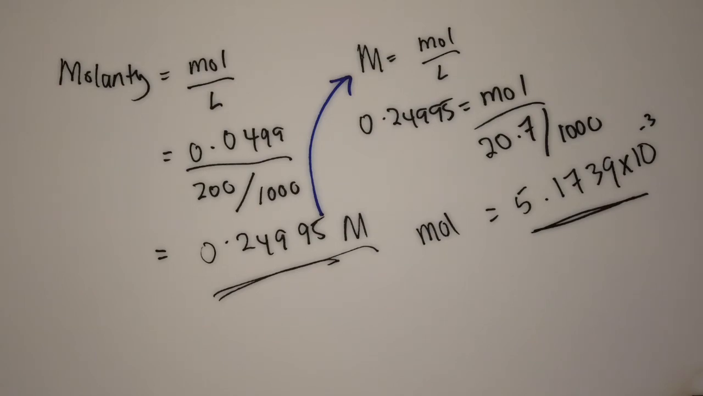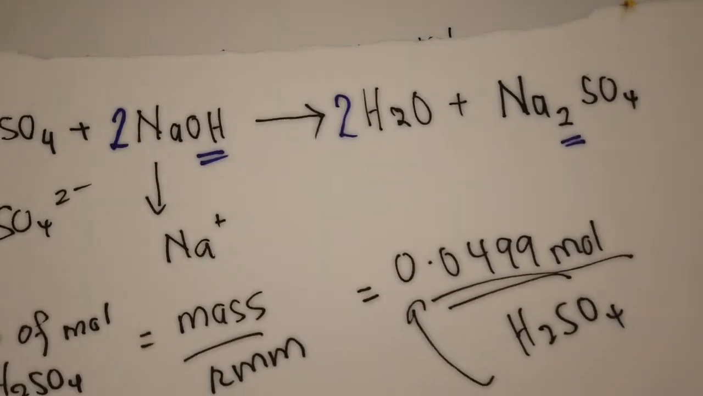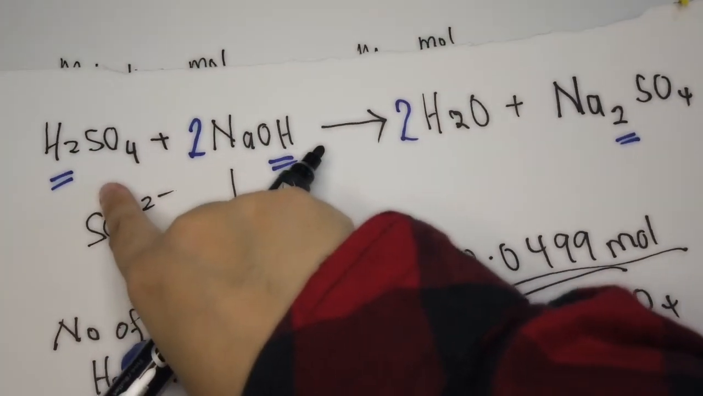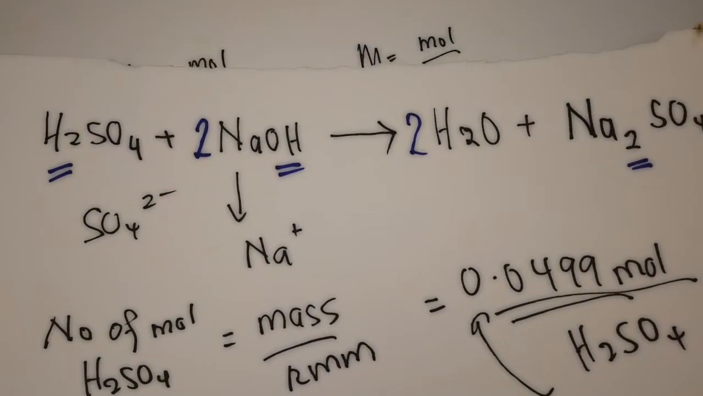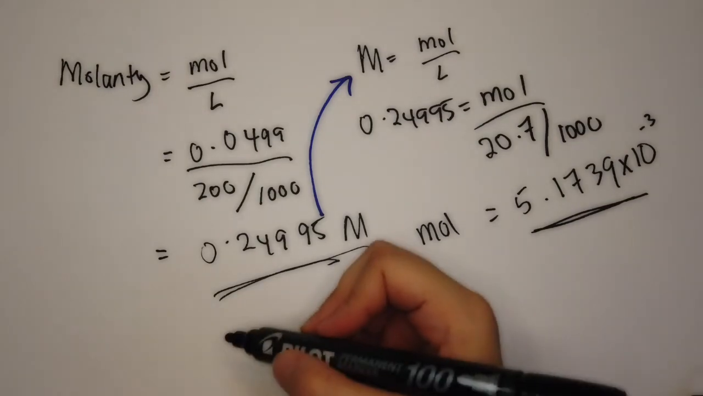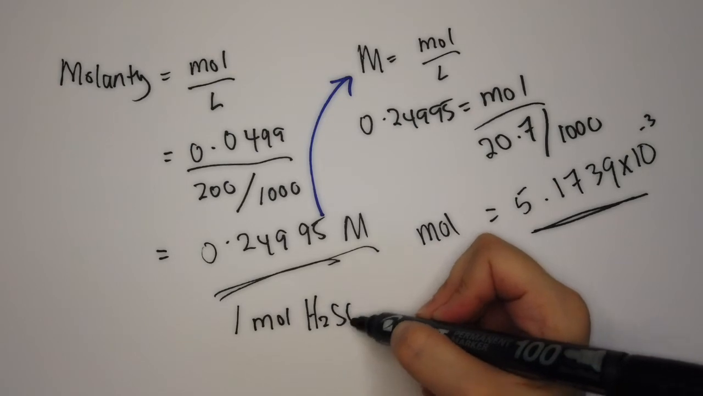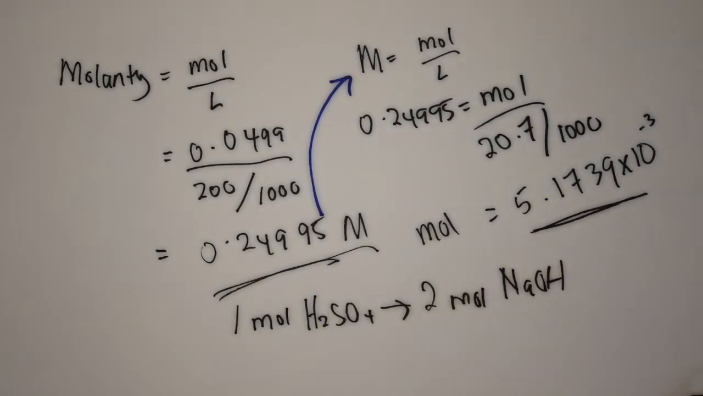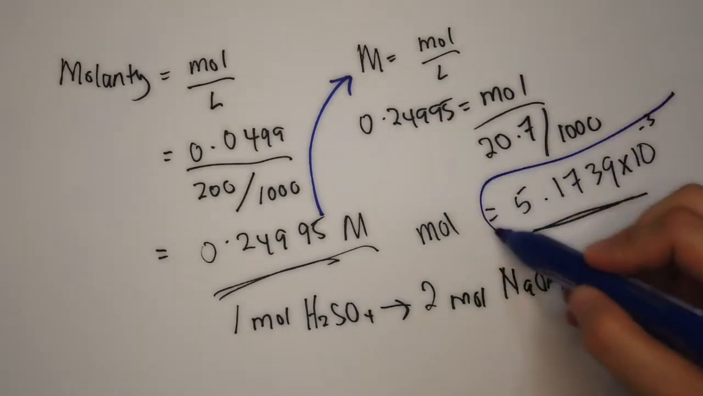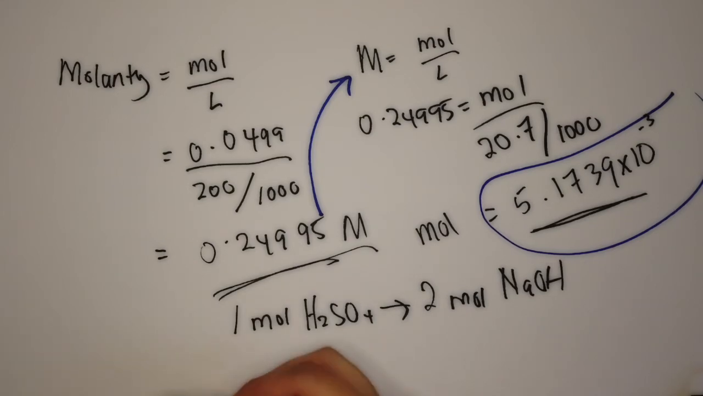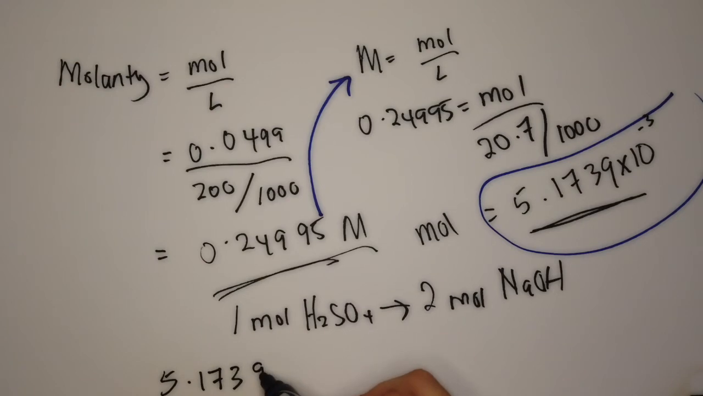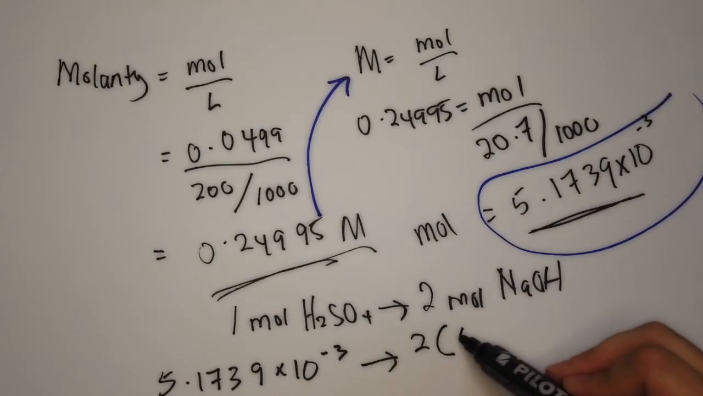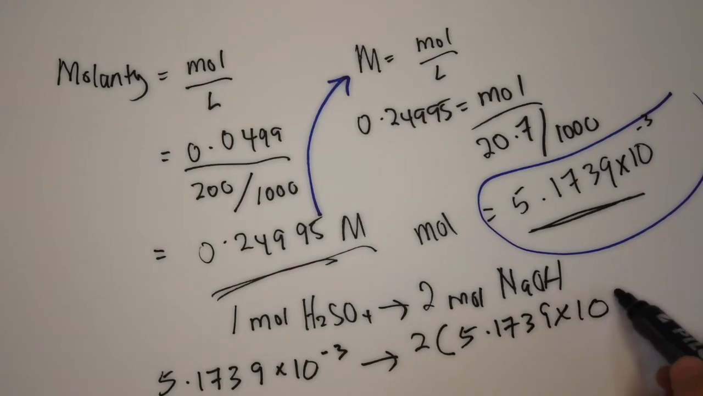Okay, this is the number of mole of H2SO4 that you use. So again, we are going to refer to the equation that you have made. From the equation, for each mole of H2SO4, you will need 2 mole of sodium hydroxide. So you can write 1 mole H2SO4 needs 2 mole of NaOH, right? Since you have this much H2SO4, the amount of NaOH you need is 2 times this value, which is 0.0104 mole.